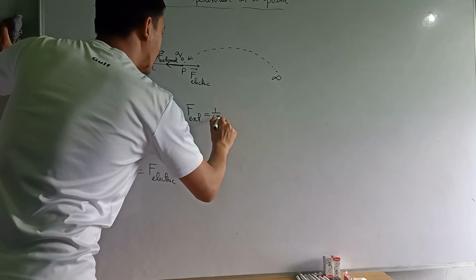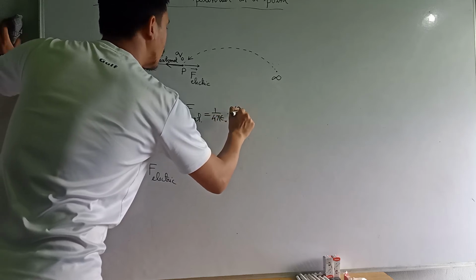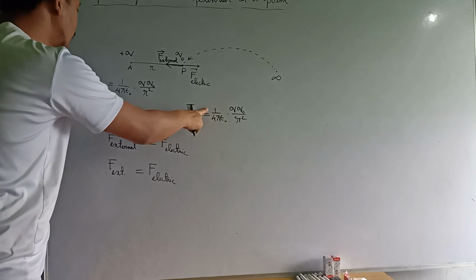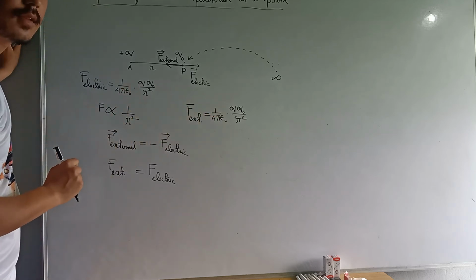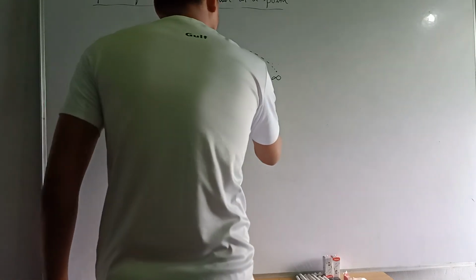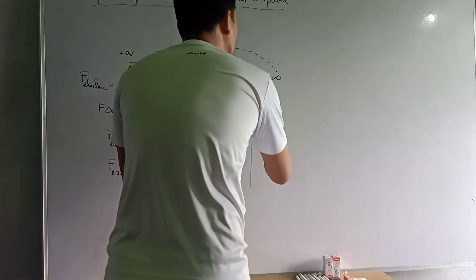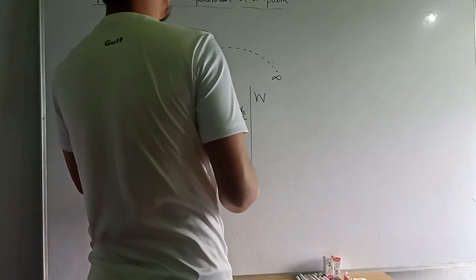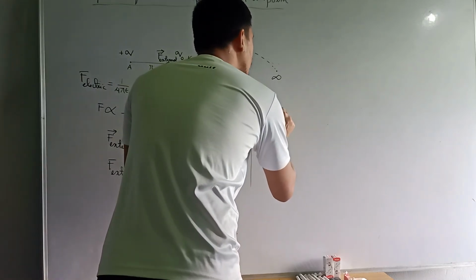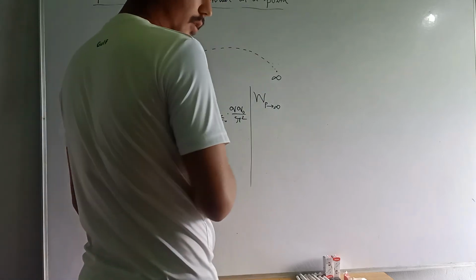1 by 4 pi epsilon naught into Q naught upon R square. If you take the direction, then you have to write negative. But if you take the magnitude, they are equal. Are you getting that? Yes. So, what I'm doing now, I'm going to find out the work done in taking this test charge Q naught from P to infinity. Is it okay?